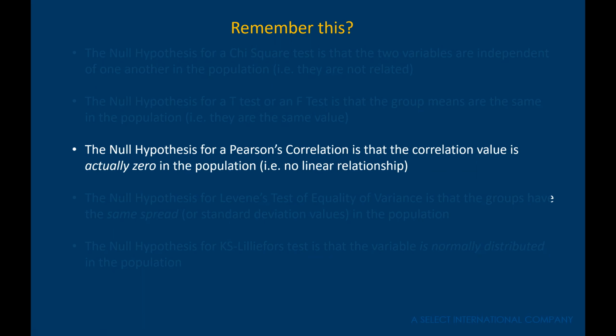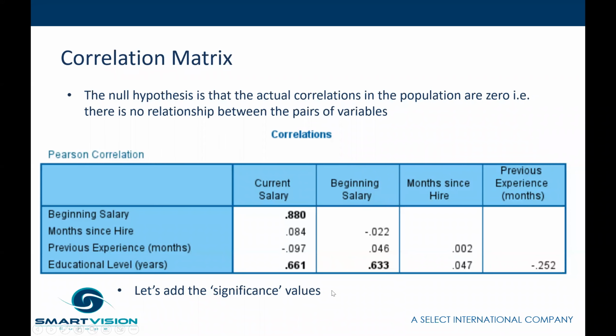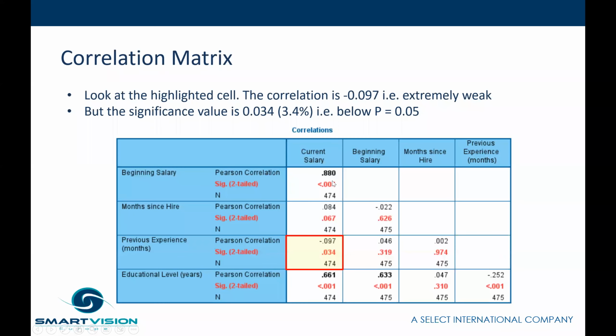It's that it's 0. So we return back here and it says, okay, let's add in the significance values. And the significance values show us that, what's the probability of getting a result as extreme as that, assuming that there's no relationship between beginning salary and current salary? Well, it's a very, very small probability, okay?